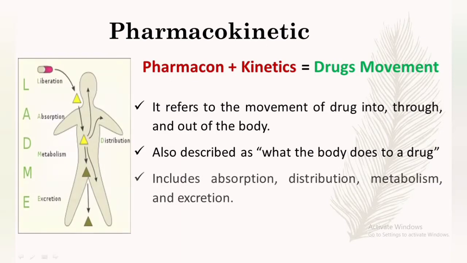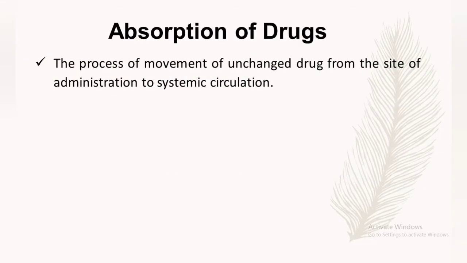It includes four terms, that is absorption, distribution, metabolism and excretion. We will talk about all these four terms in detail in our videos. Today we are going to talk about absorption of drug in our body. So absorption is the process of movement of unchanged drug from the site of administration to systemic circulation.